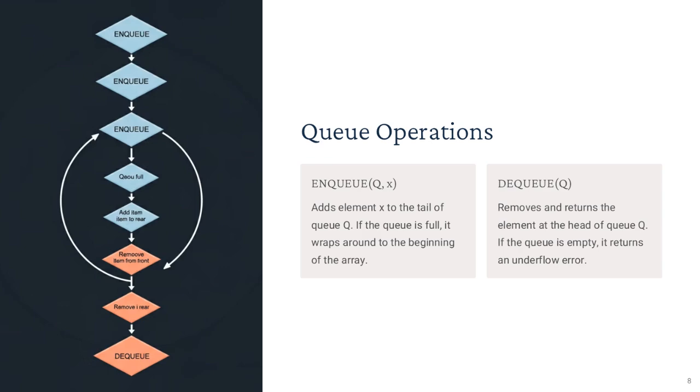Error conditions like underflow, which occurs when dequeue is called on an empty queue, or overflow, when enqueue is attempted on a full queue, must be managed appropriately. These operations ensure that queues remain reliable for tasks such as processing requests in a web server, managing print jobs, or implementing simulations where order is critical.